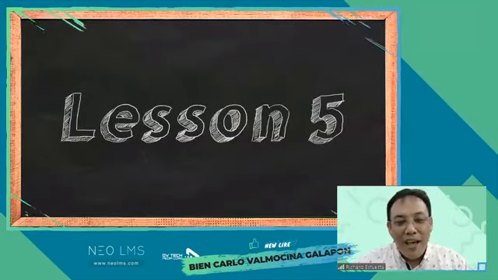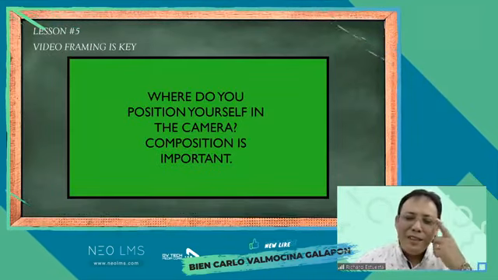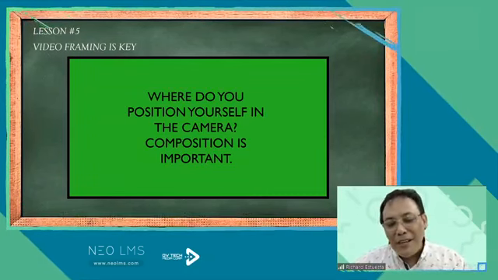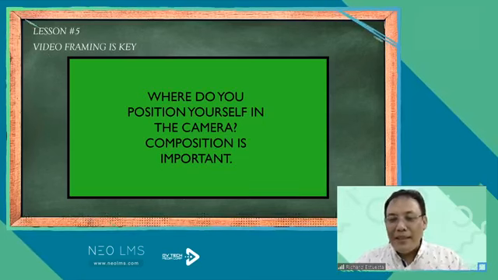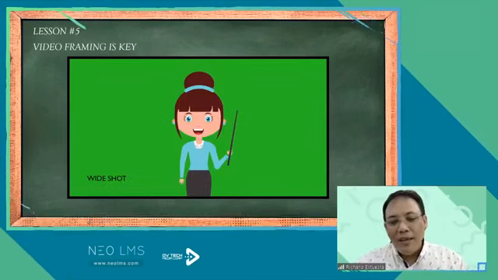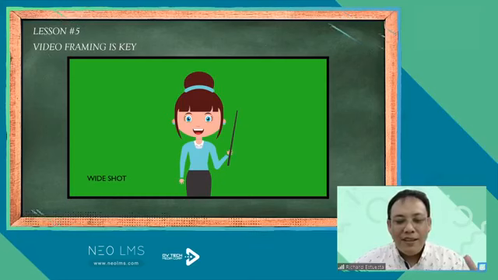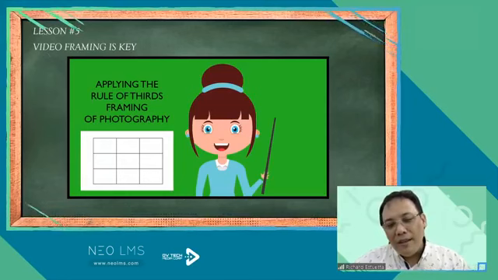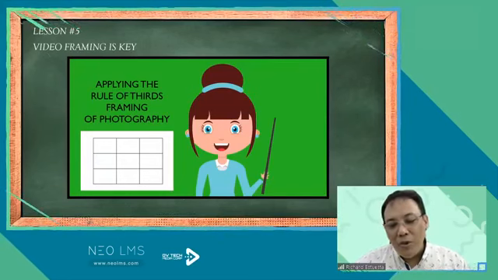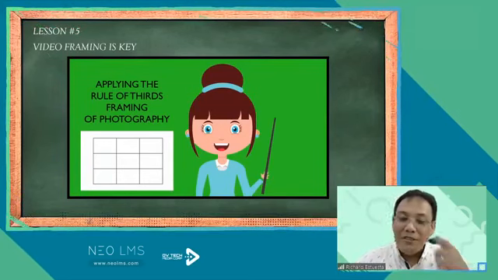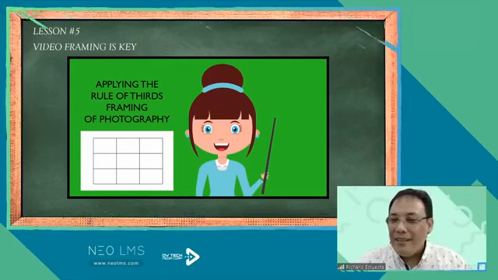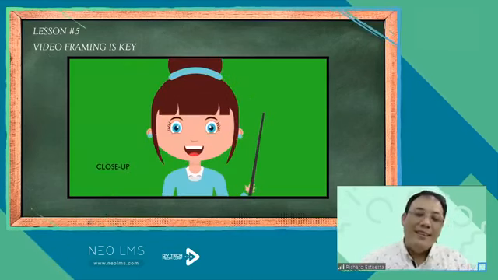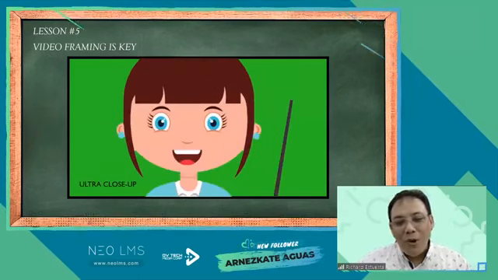Okay, so lesson number 5. Where do you position yourself in the camera? Because video framing is key and composition is very, very important. Do you like to be wide to give you the space to move around, or somewhat closer with a mid shot? It would always be nice to apply the rule of thirds when framing yourself to make the frame more interesting, not always in the center but a little bit on the right side. Or is it a close-up or ultra close-up?